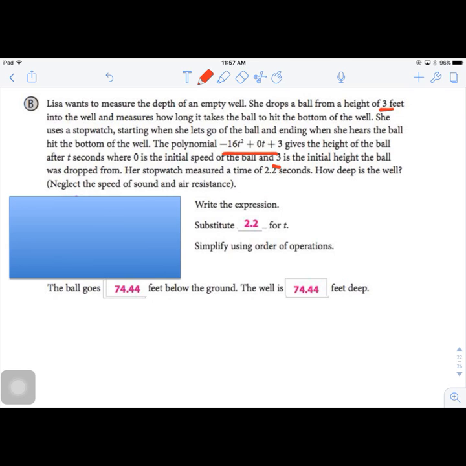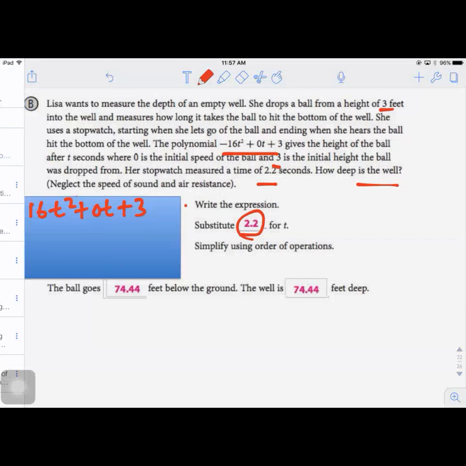And how deep is the well? So the watch measures 2.2 seconds. So we're going to actually use the time given, which is 2.2. So we're going to again start with writing the expression right here. Negative 16t squared plus 0t plus 3. And we're going to substitute 2.2 in for the t.